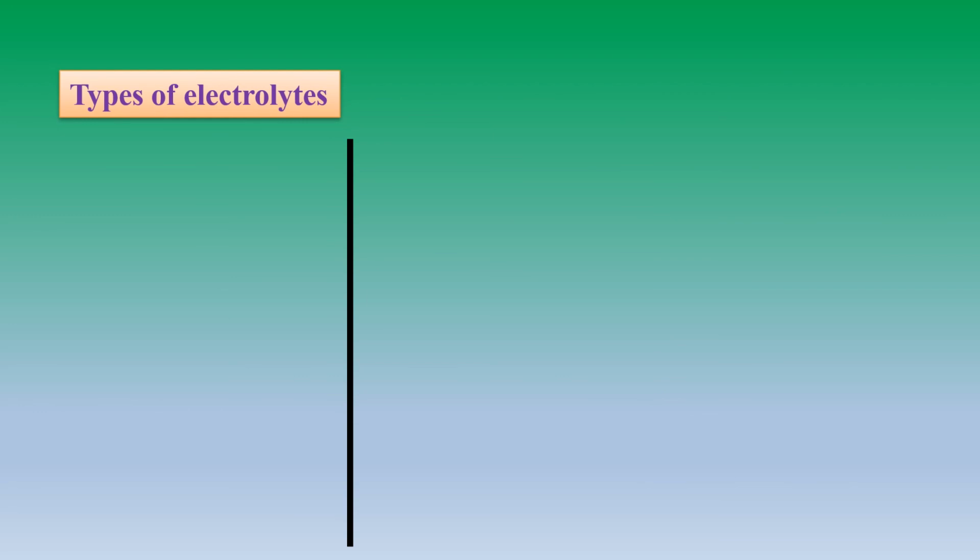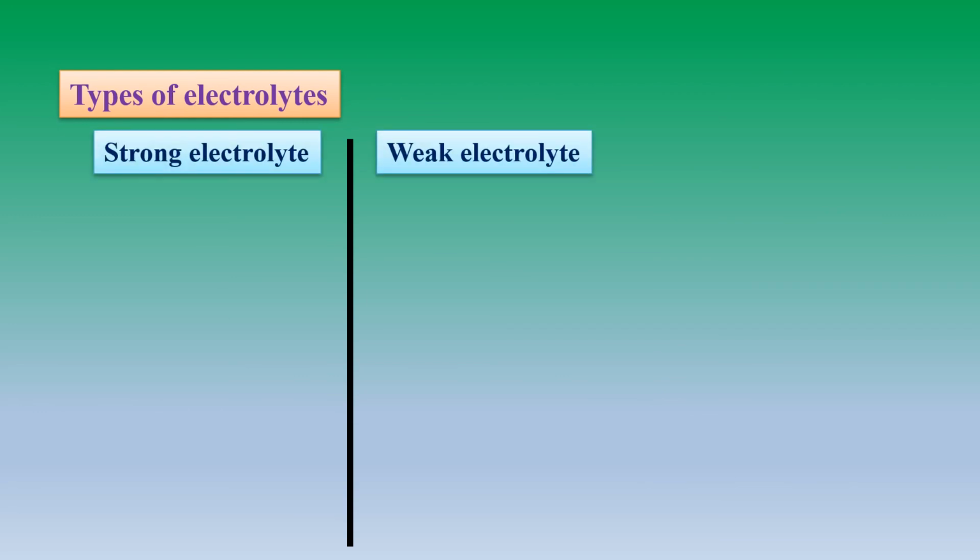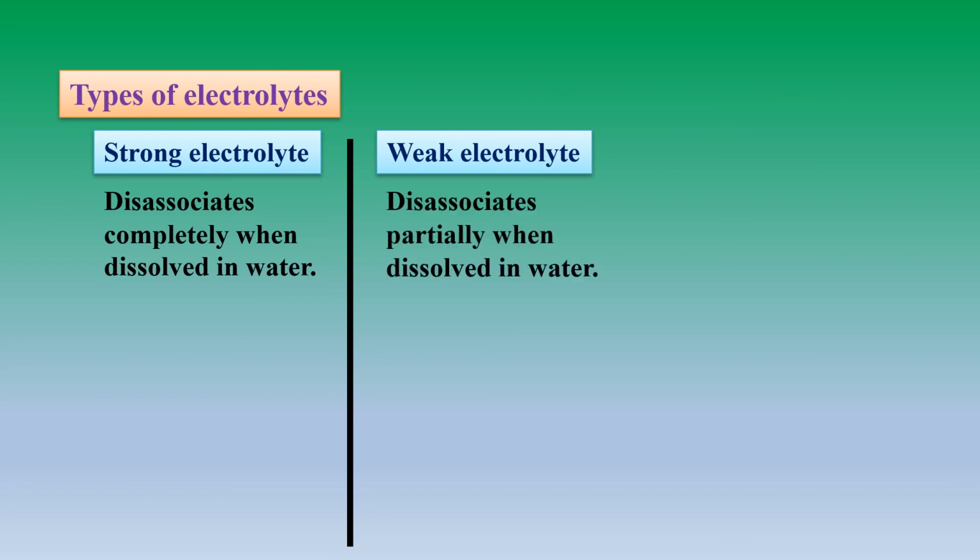Types of electrolytes. There are two types. First one is strong electrolyte. The second one is weak electrolyte. Strong electrolytes dissociate completely when dissolved in water, whereas weak electrolytes dissociate partially when dissolved in water. Examples for strong electrolytes: it may be a salt, or it may be a strong acid, or it may be a strong base.